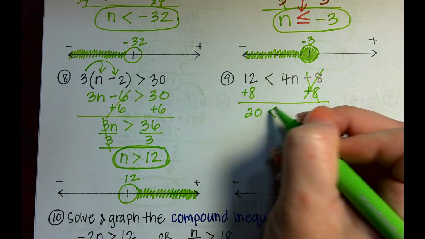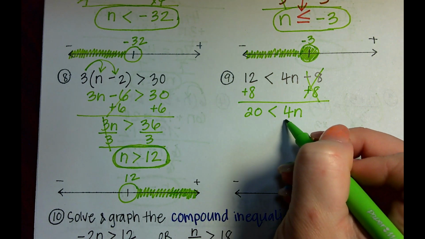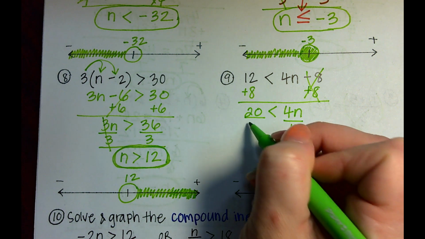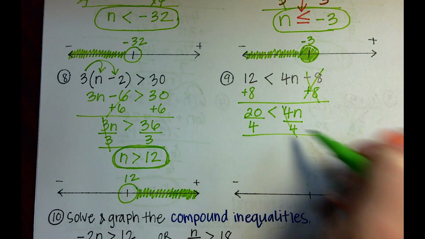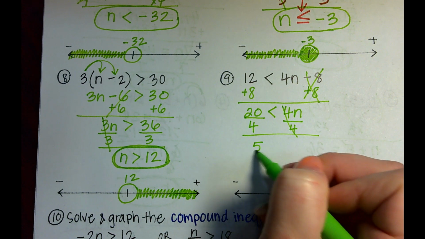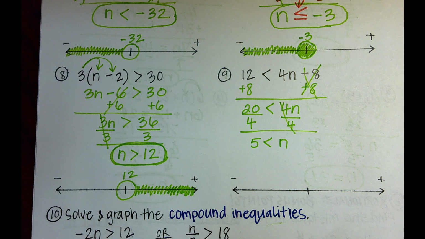20 is less than 4n. You divide by 4. Perfect, divide by 4. 4 cancels. 5 is less than n. Perfect. Now, be careful. What do I need to do here? I'm going to flip the whole thing.